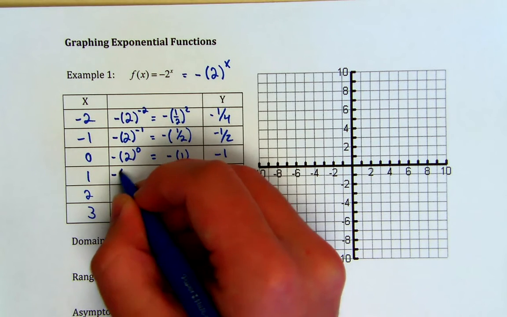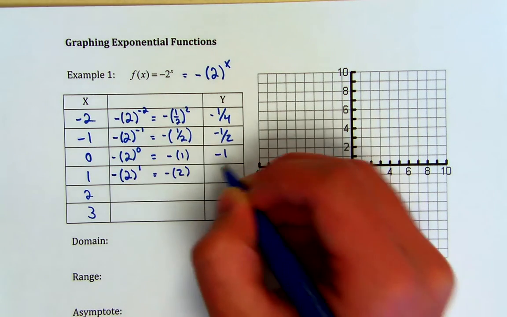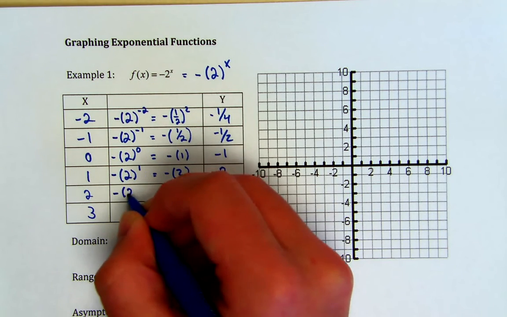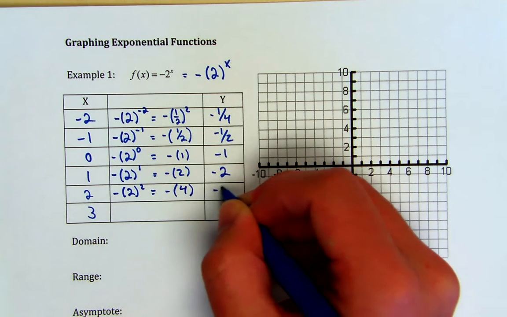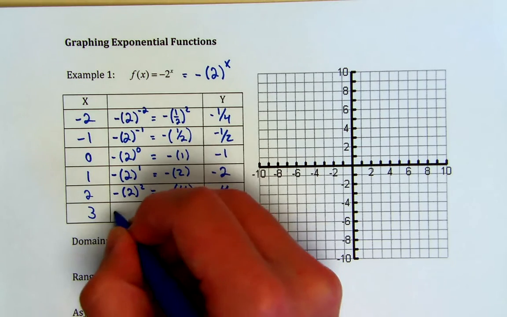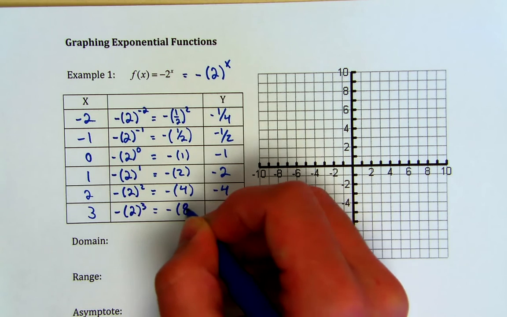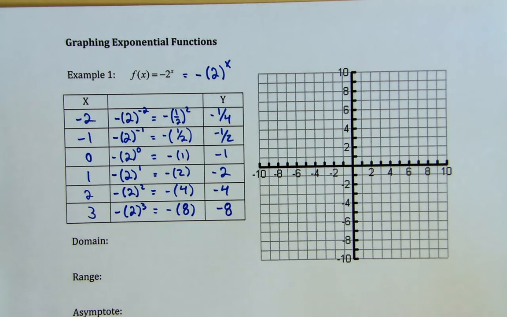Now I'm going to take the opposite of 2 to the first power, which is the opposite of 2, so that's negative 2. Opposite of 2 raised to the second power is the opposite of 4, so I have negative 4. The opposite of 2 raised to the third power is the opposite of 8, I have negative 8. Now I'm ready to plot some points.